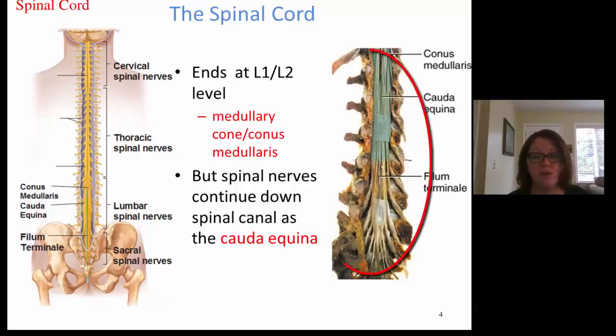Equina means horse, and cauda means tail. And if you look at the picture over here, you can see why they named this the horse's tail, because the nerves here look like the hairs on a horse's tail.